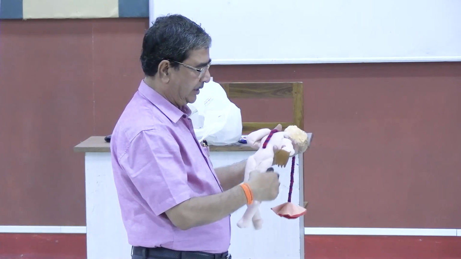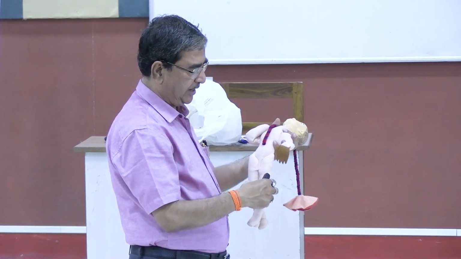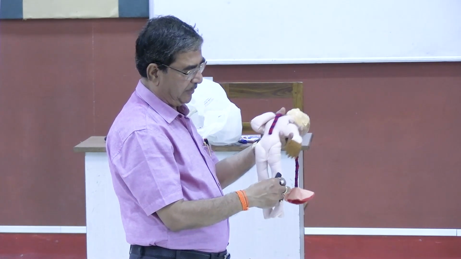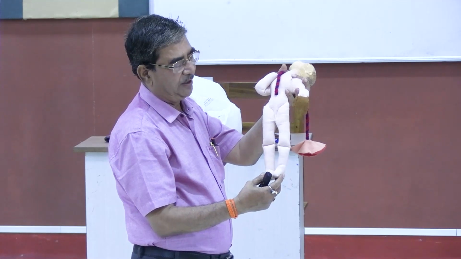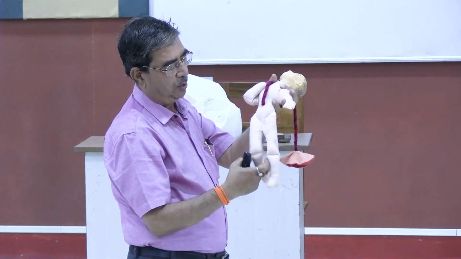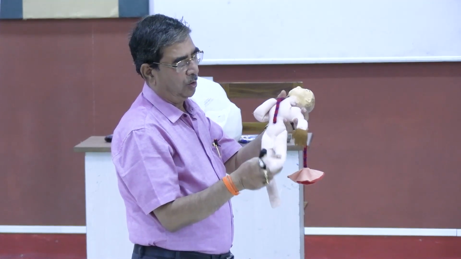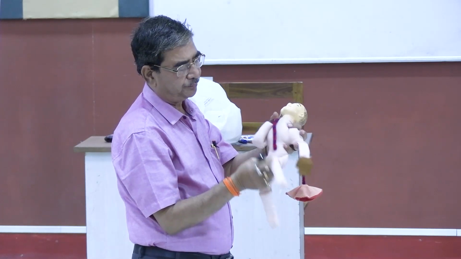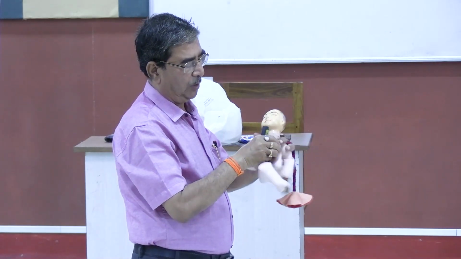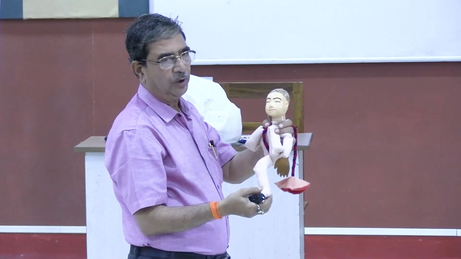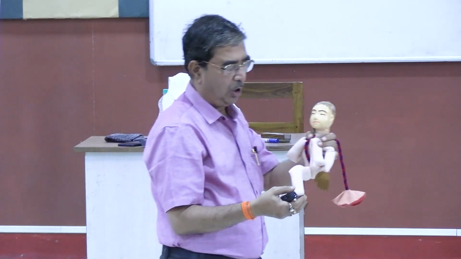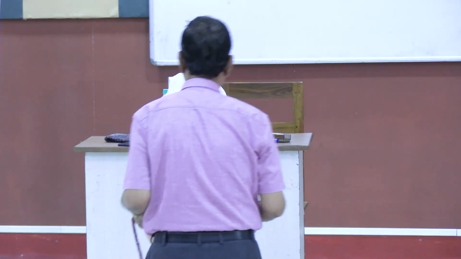If the hips are extended, there may be double footling presentation or single footling presentation, or there may be knee presentation. These are all incomplete breech.